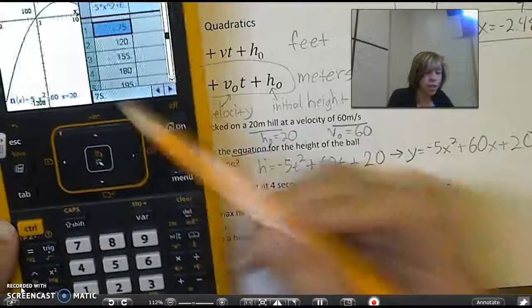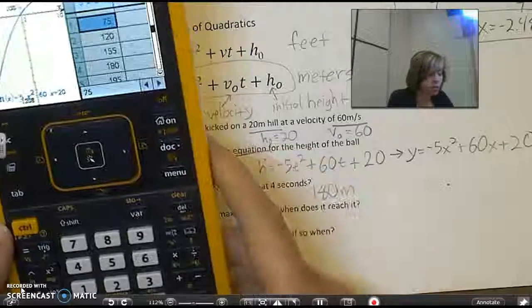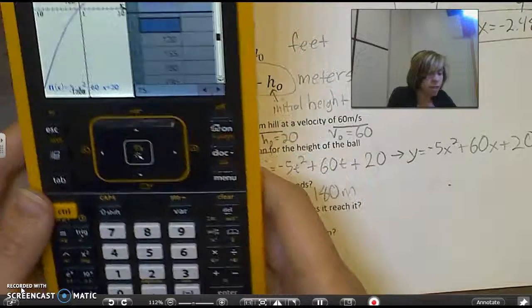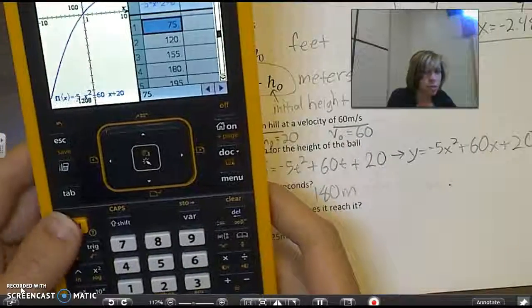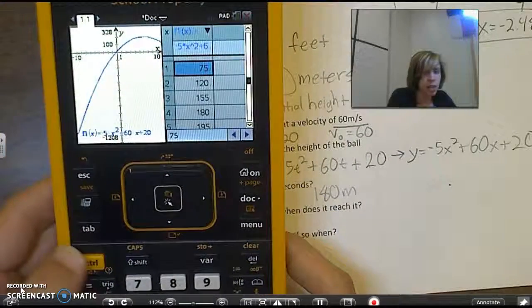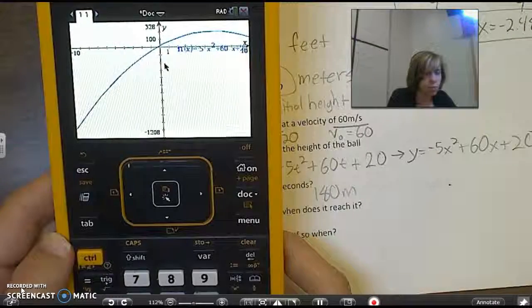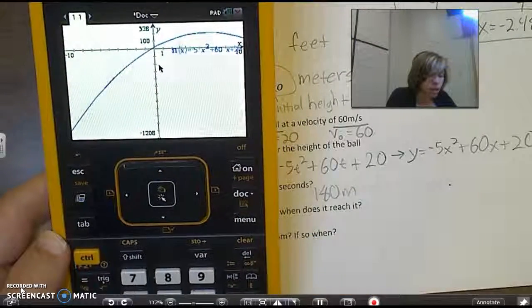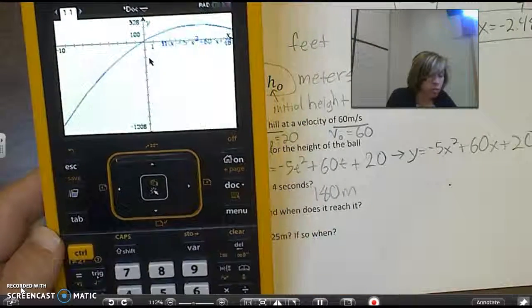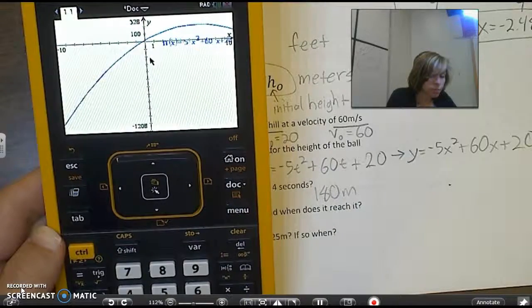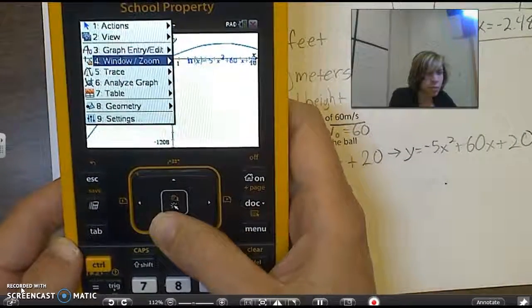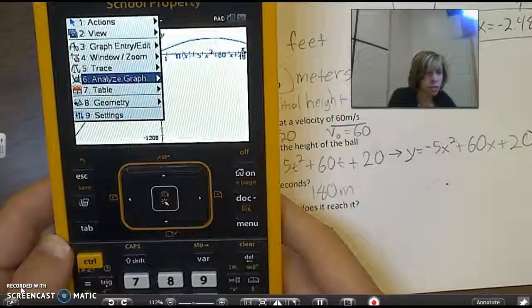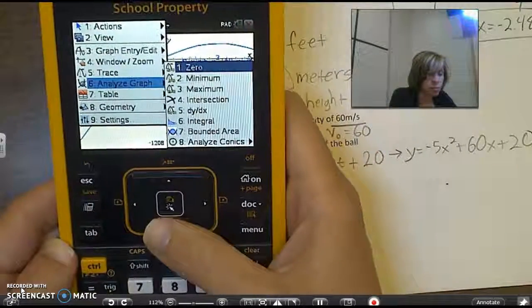Okay, so I could kind of look in my table for that, but what I'm going to do is just go ahead and find that from the graph. So I'm going to get rid of the table. To do that, you're going to go to Control T again. That'll get rid of the table. And then from here, you're going to go to Menu. You'll go to Analyze Graph. Hit Enter. You'll go to Maximum.